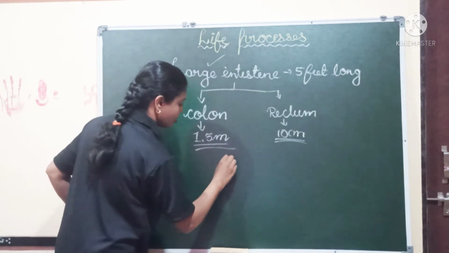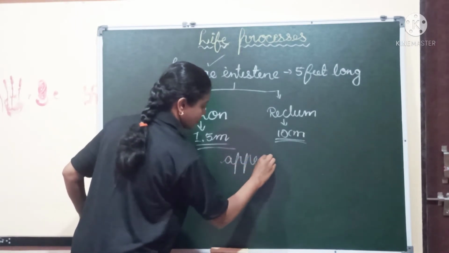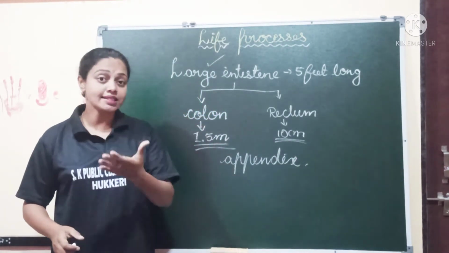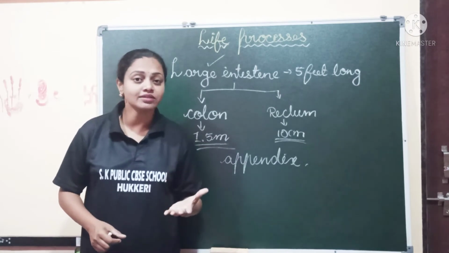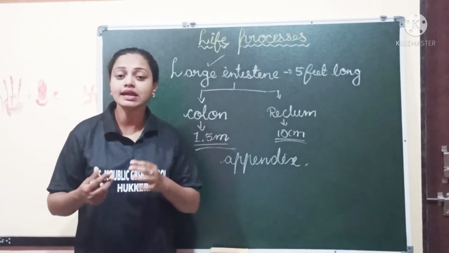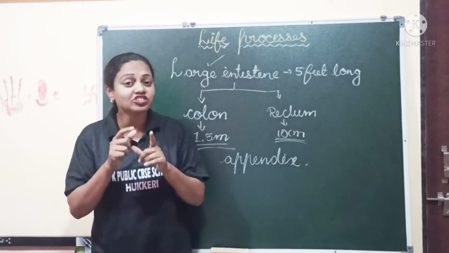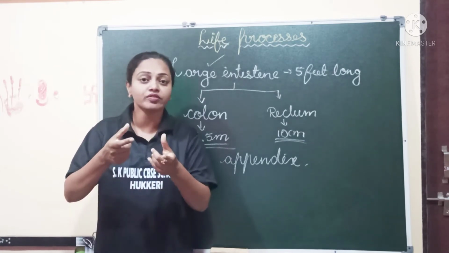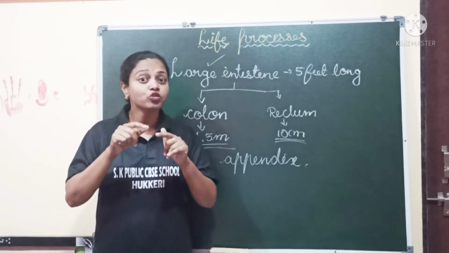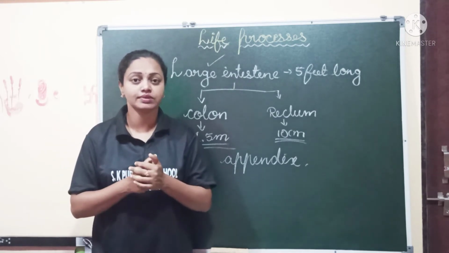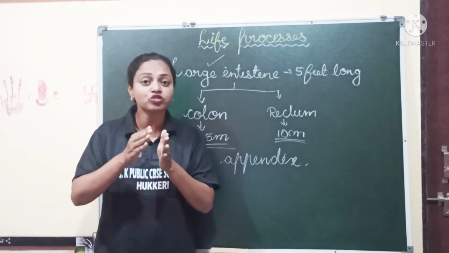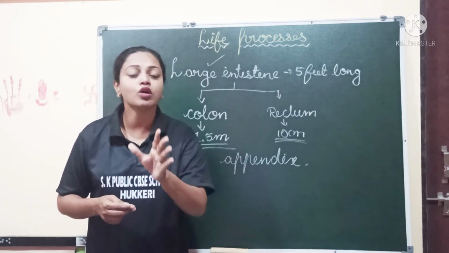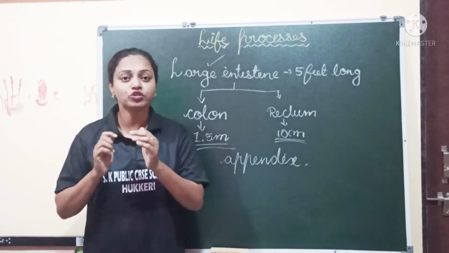Here we have studied about the appendix, and the large intestine also has many bacteria in it. It helps in the digestion of the food. Now the rectum is the last part of the large intestine. It opens outside by the anus, the passage where your motion passes out. Motion means feces, the undigested solid part of the food.